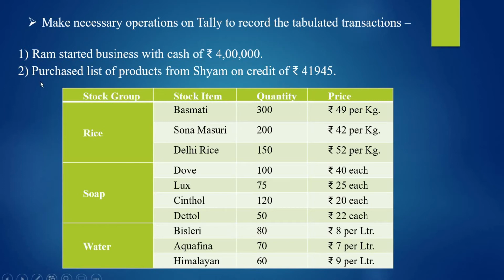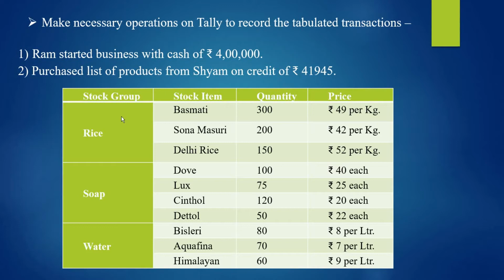The next transaction: purchased list of products from Shyam on credit basis of rupees 41,945, and here we have the list of items. I am not going to read the list of items. The Tally handbook is already uploaded on the SharePoint. You can just take the list of questions and check how the recording can be done in Tally. Right now let's see this particular recording in Tally.